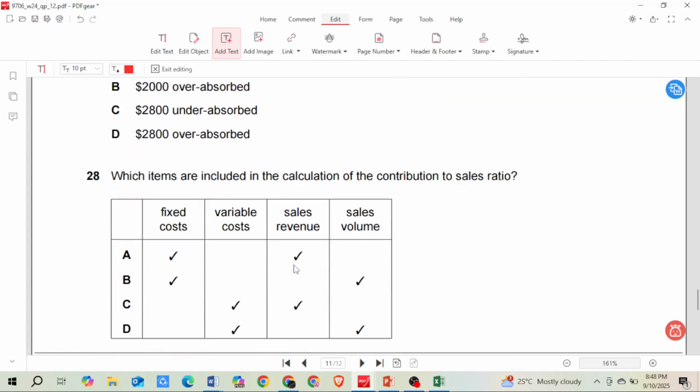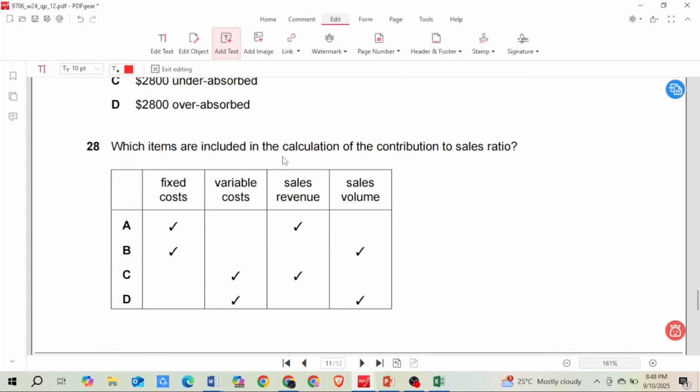So under absorption of 2,800, and this is option C, the right answer. Okay, let's go to question 28. Which items are included in the calculation of contribution to sales ratio? Okay, so for the contribution to sales ratio formula, we do not include fixed cost. So options A and B are out, and we do not include the sales volume as well. So all you have is option C, which includes variable cost and the sales revenue, contribution to sales. So option C, variable cost minus sales, is the contribution divided by sales.